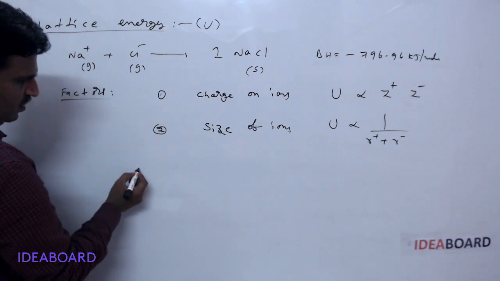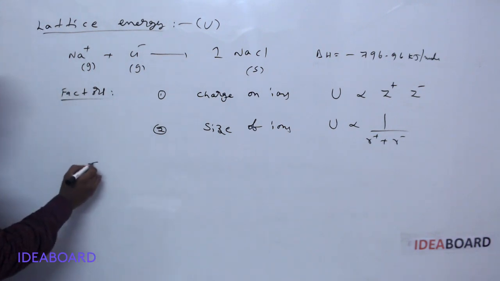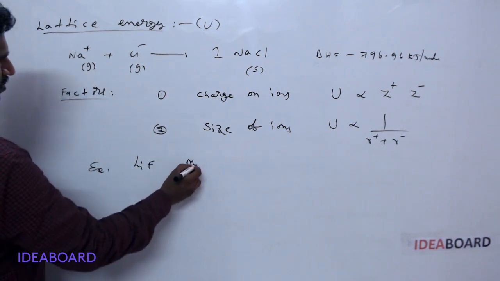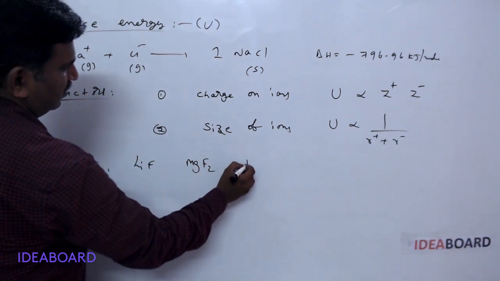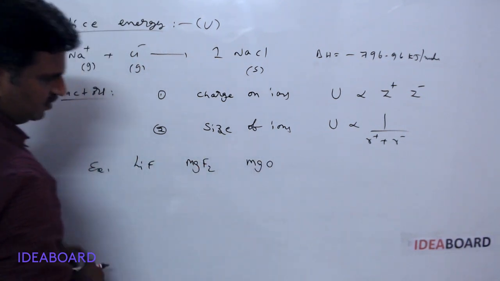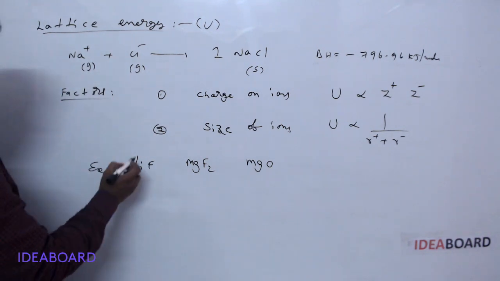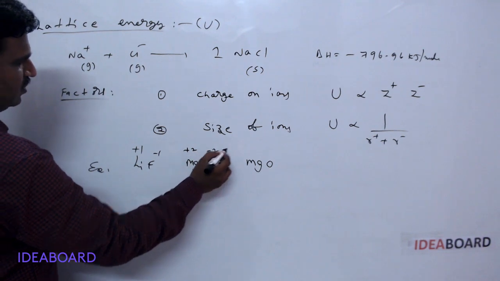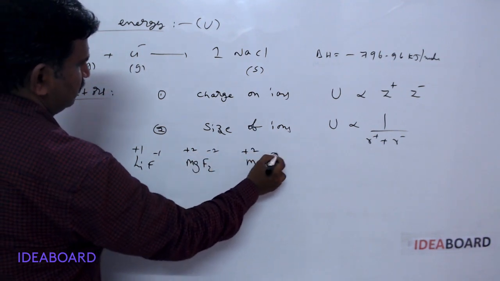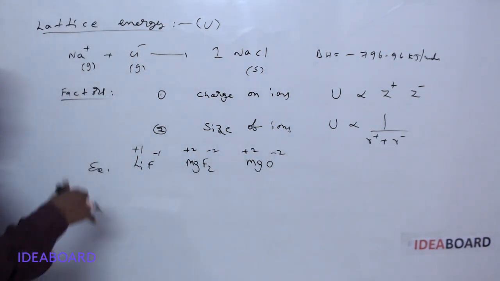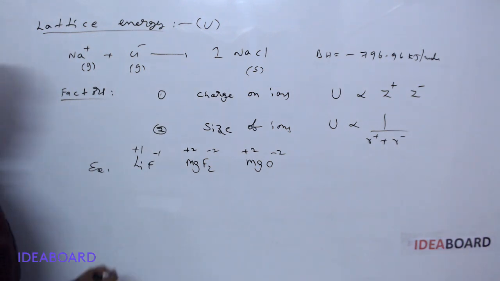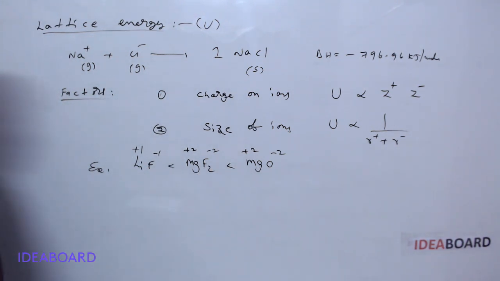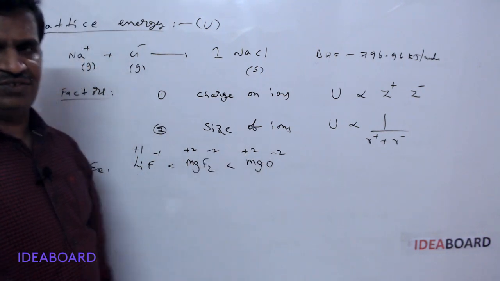For example, I am taking one example here. Suppose LiF, MgF2 and MgO are present. Here LiF charge is +1, -1. This is +2, -2. This is +2 and this is -2. Which has more crystal lattice energy? Yes, it is very simple. That is the order, because it is having more charge.